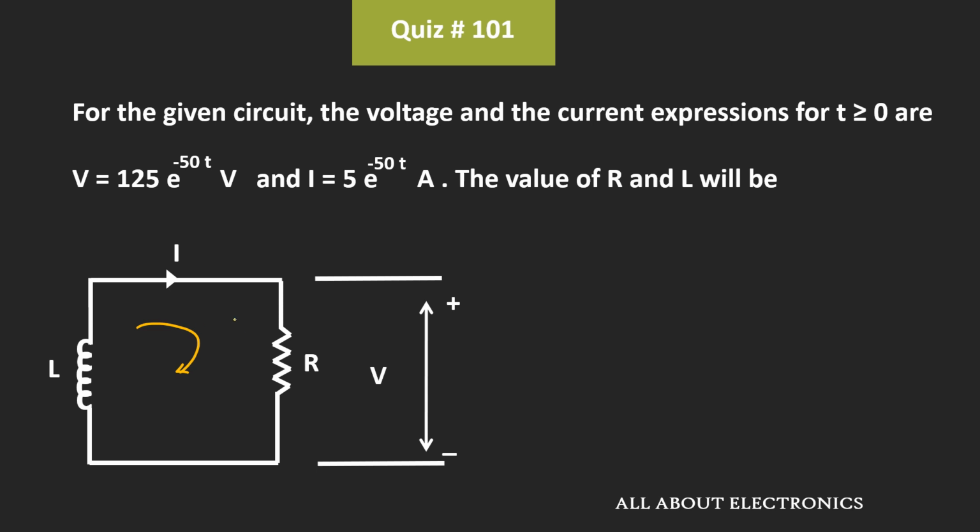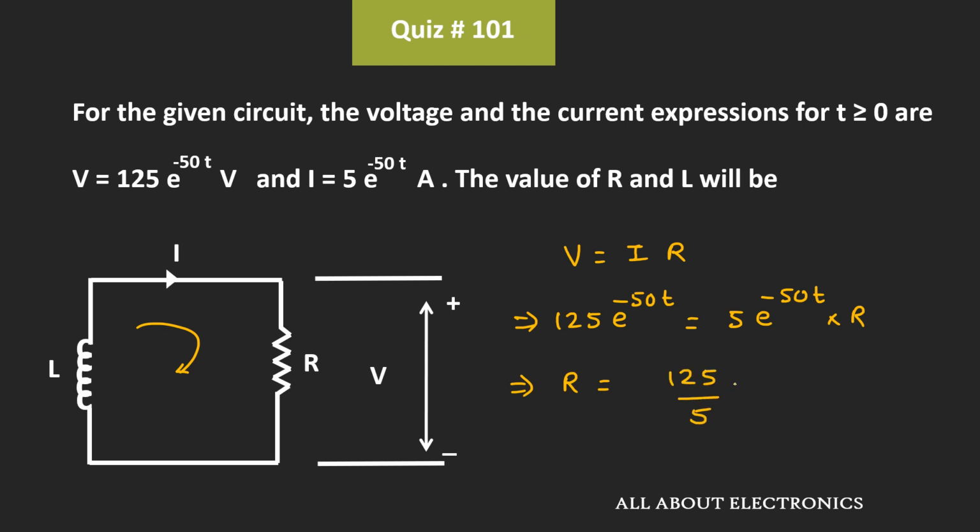Here, the voltage across this resistor R is equal to V. That means V is equal to I times R. So we can say that 125 times e to the power minus 50t is equal to I times R, and I is equal to 5 times e to the power minus 50t. From this, R is equal to 125 divided by 5, that is equal to 25 ohm. So this will be the value of R.